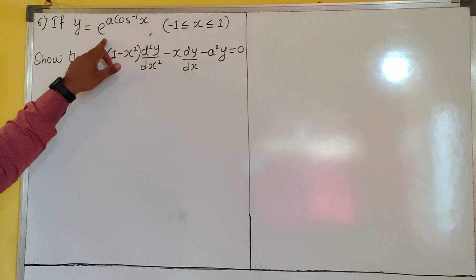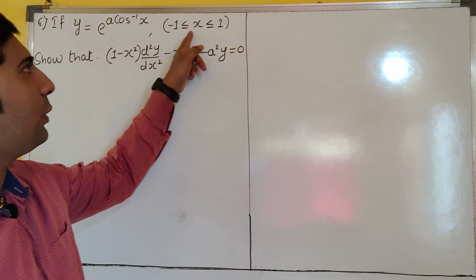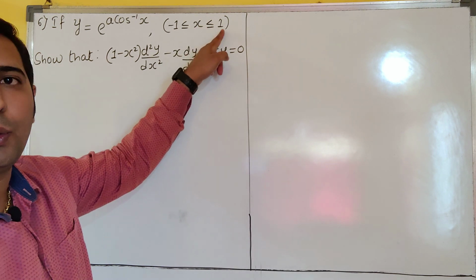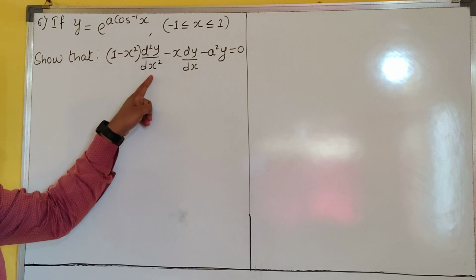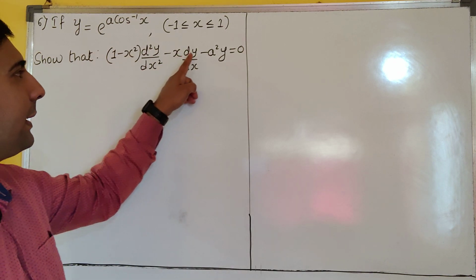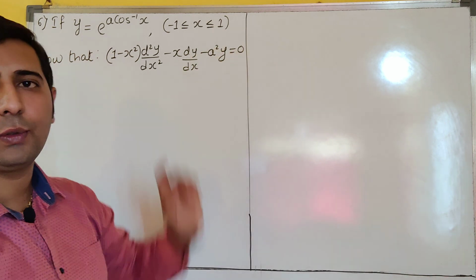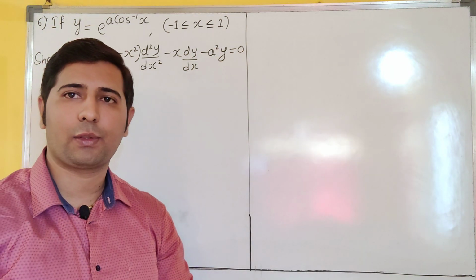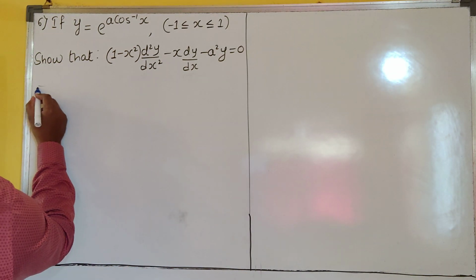If y is equal to e raised to a cos inverse x, minus 1 is less than or equal to x, x is less than or equal to 1, show that 1 minus x square d square y by dx square minus x into dy by dx minus a square into y is equal to 0. Very simple question, dear students, and one of the important questions also. So now let us see how to solve.